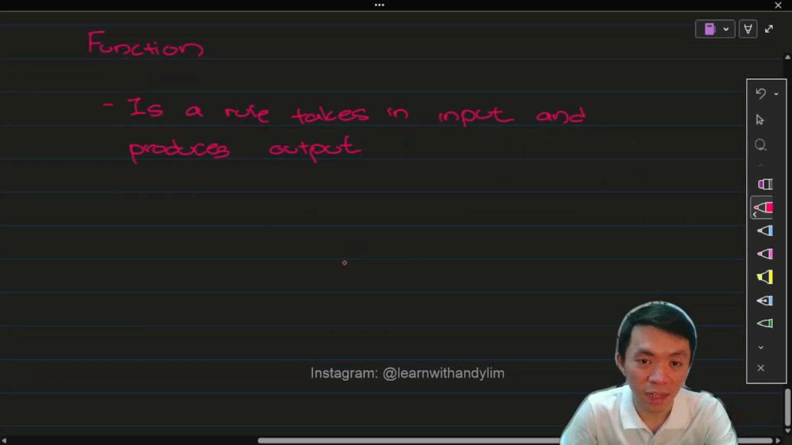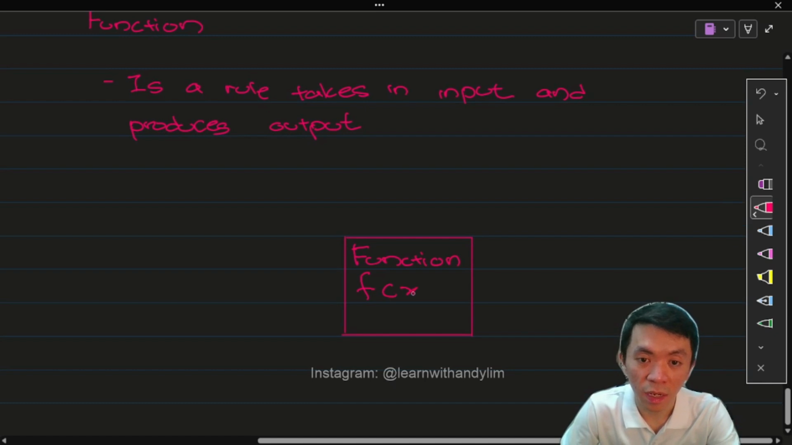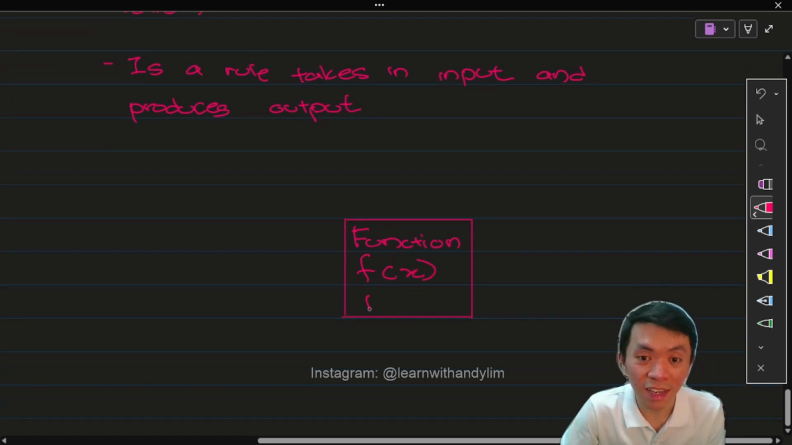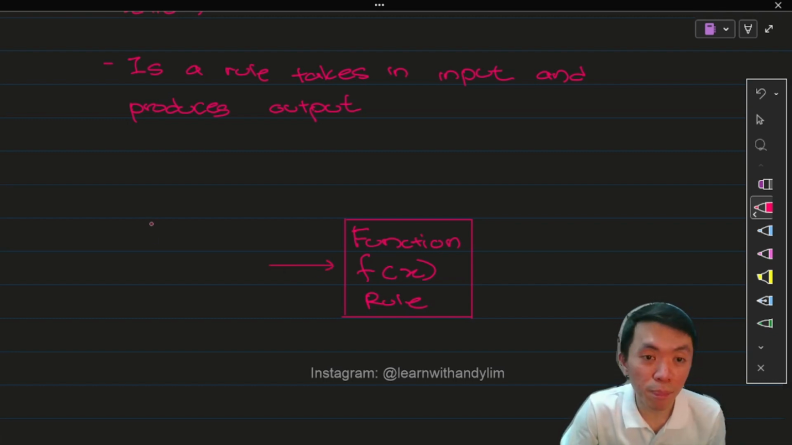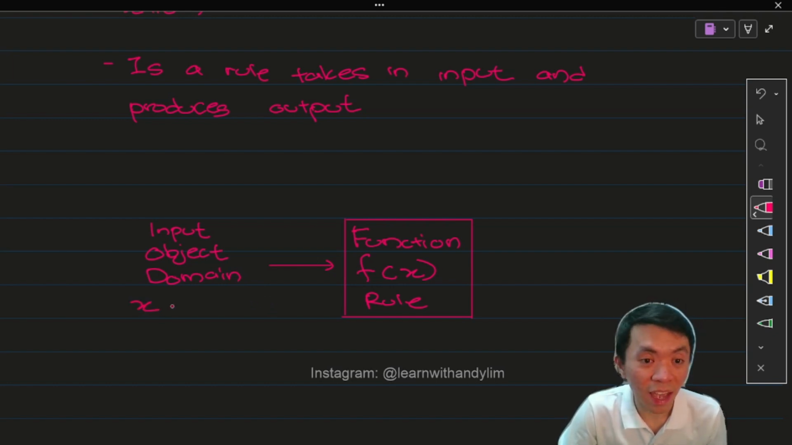Here's the idea. Let me draw you one box to represent a function. This is my function. I call it f of x. So this is basically a rule. What goes in is called input. It can also be called object, domain, loosely speaking. Last but not least, I think you are familiar with this: it is x values.